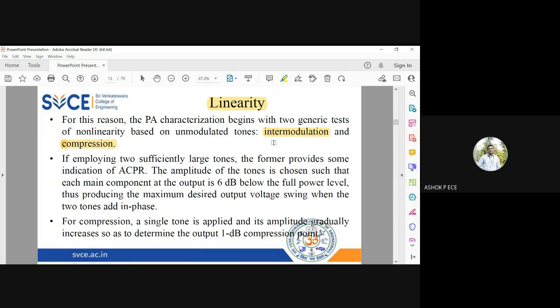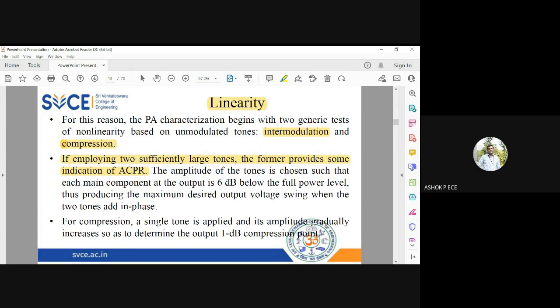Intermodulation is m·f1 plus or minus n·f2, and compression is when you increase the input power, the output power is reducing and not increasing. So if you're employing two sufficiently large tones, the two-tone test provides some indication of ACPR. The amplitudes are chosen such that one component is 6 dB below the other component, so that you can clearly say whether the two tones are interfering or not.